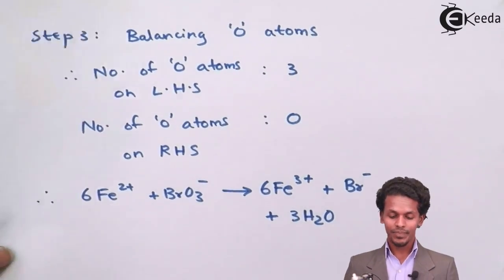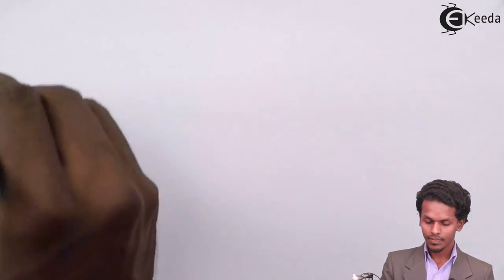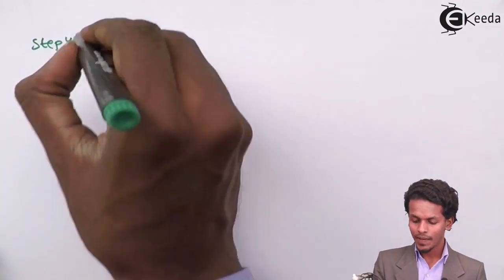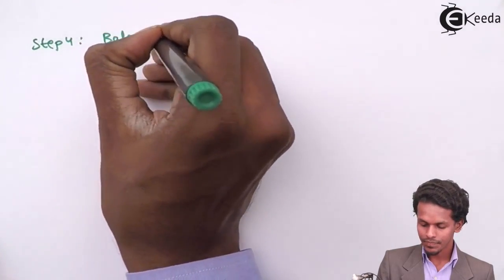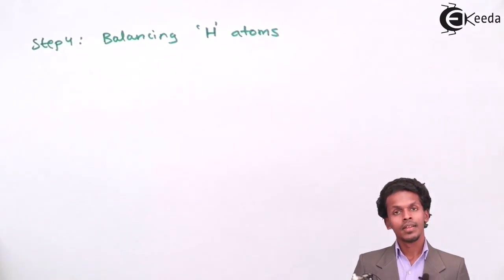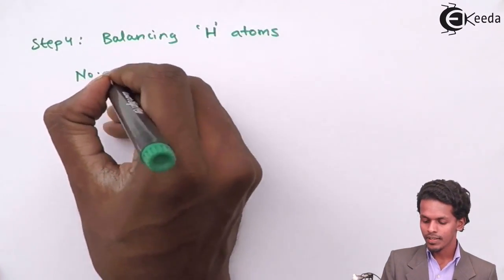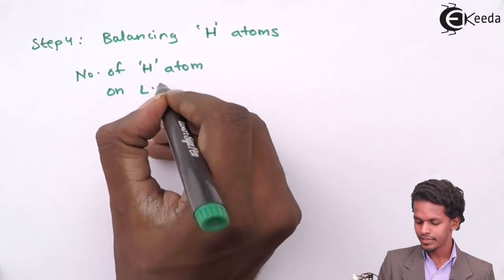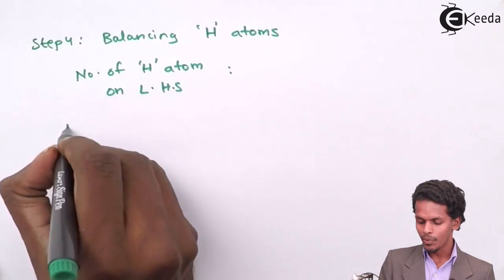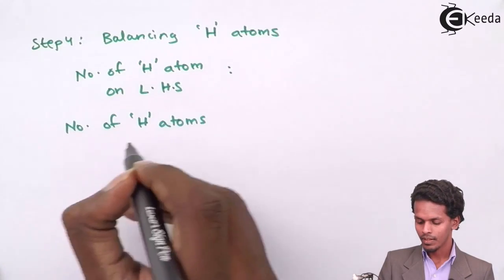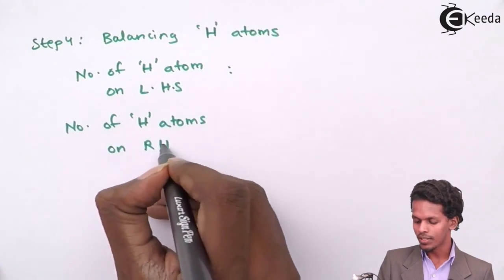So step number 4 will have the name of balancing hydrogen atoms. So the number of hydrogen atoms on LHS and the number of hydrogen atoms on RHS, or on the product side.